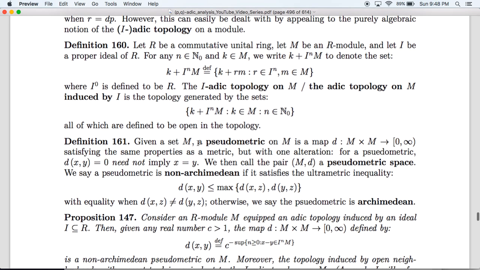Given a set M, a pseudometric on M is a map which satisfies all of the properties of a metric, with the one exception that d(x,y) equaling 0 does not need to force x to equal y. So a pseudometric is a metric-like function for which there may be multiple distinct points that live at a particular location and have distance 0 from one another. We then say a pseudometric is non-archimedean if it satisfies the ultrametric inequality, with equality when the values are not equal. Otherwise, we say the pseudometric is Archimedean.